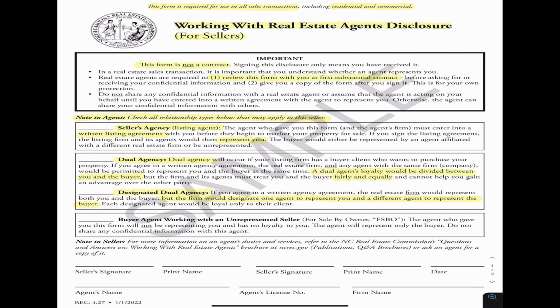The last section is buyer agent working with an unrepresented seller. In other words, a for sale by owner situation. If this box is checked, then the agent is working solely for the interest of the buyer, not the seller.